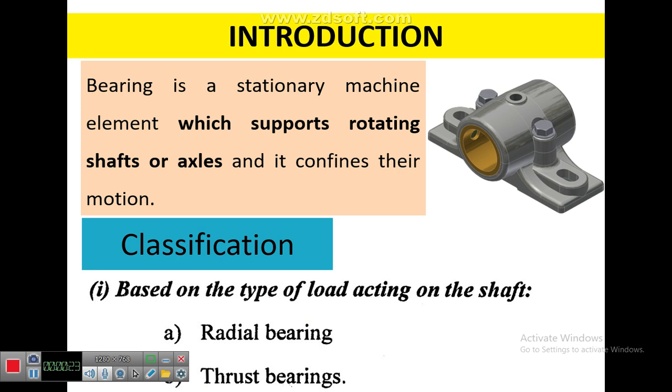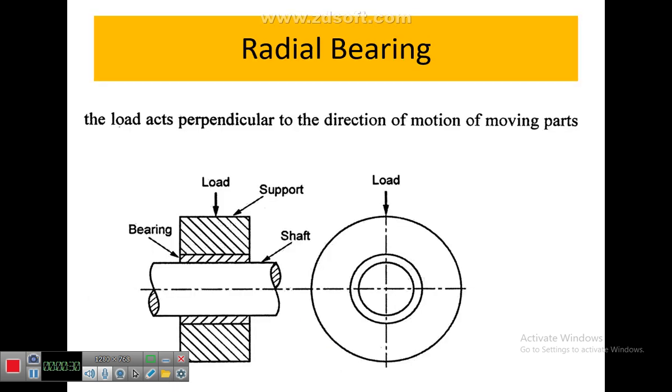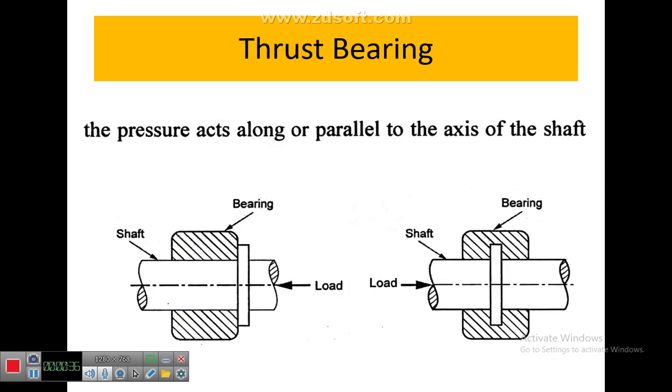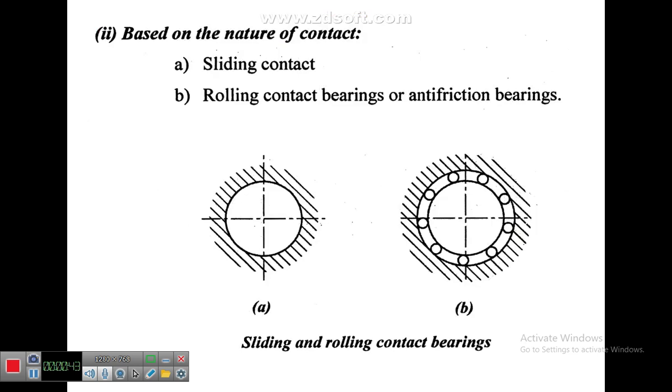The classification based on the type of load acting on the shaft is radial bearing and thrust bearing. In the radial bearing, the load acts perpendicular to the direction of motion of the parts. And for the thrust bearing, the pressure acts along or parallel to the axis of the shaft.